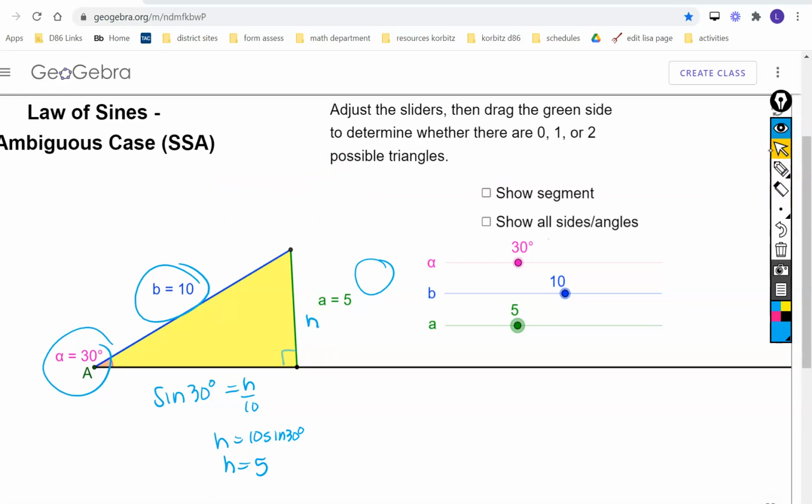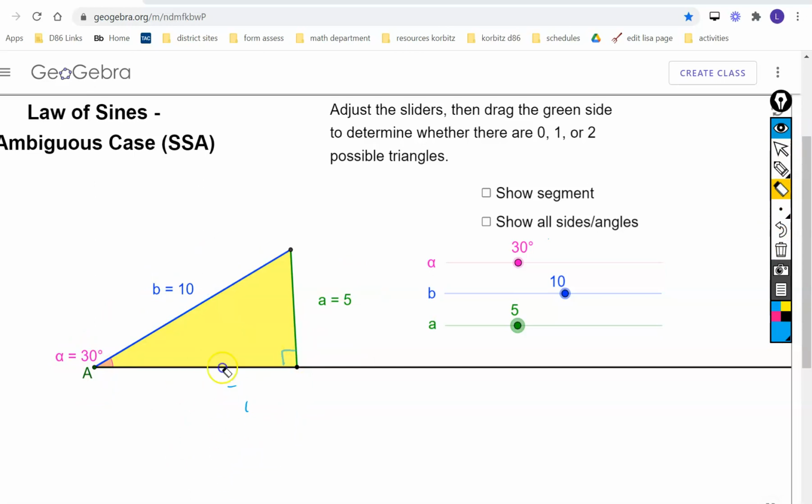And notice that this side A was just long enough to make it. So notice that if the A was too short, we would have 0 triangles. If the A was just long enough, we would have 1 triangle. But watch what happens next. What would happen if I made A really large?